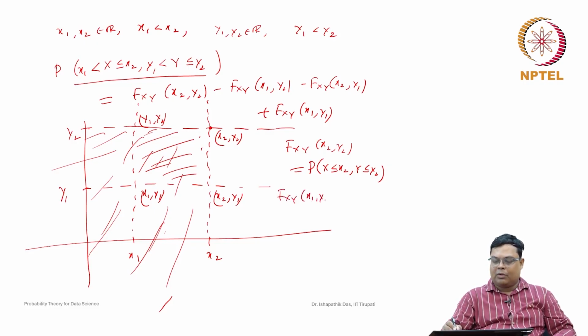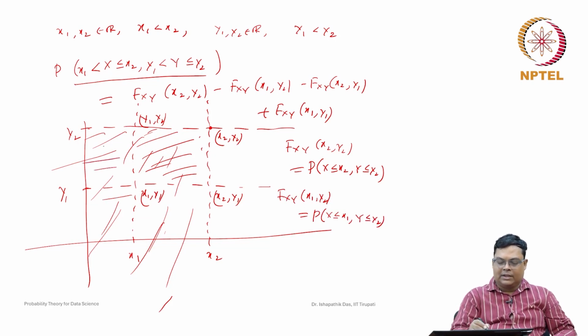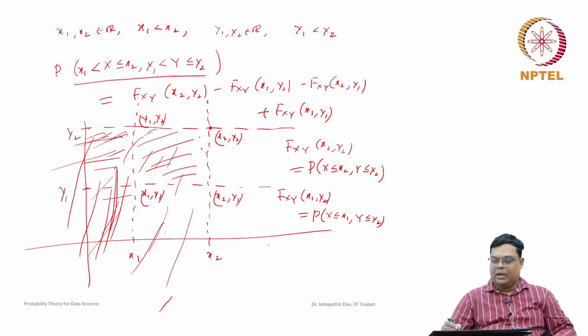F_XY of (x1, y2) is the probability that X is less than or equal to x1 and Y is less than or equal to y2. X less than or equal to x1 means this region, and Y less than or equal to y2 means this region. So we subtract this region because we did not ask for this probability, and we also need to subtract this other region. That is why we subtract F_XY of (x2, y1).